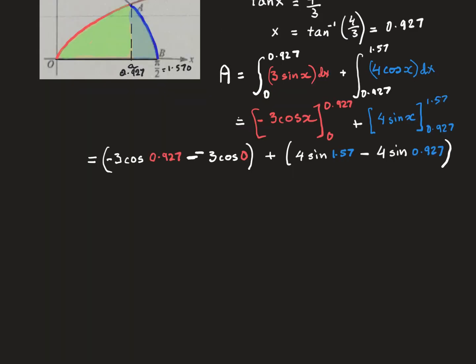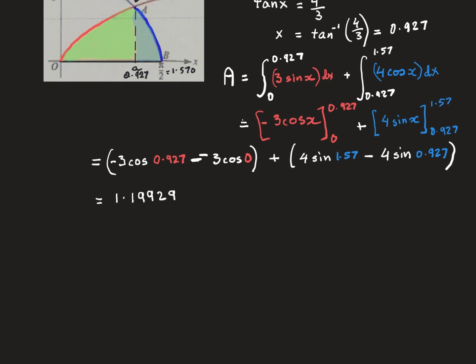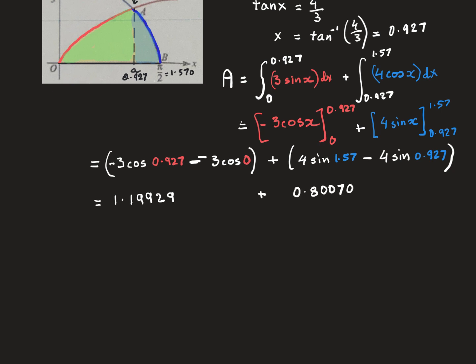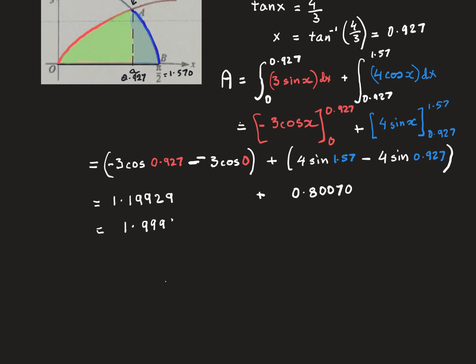Working this out on the calculator gives me 1.19929. I'll just go a little bit further, plus 0.8007, and if we add these two together, we will get 1.99999, which is almost 2 square units, as this is area.